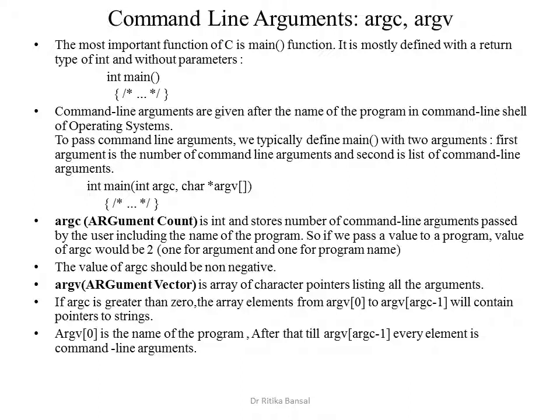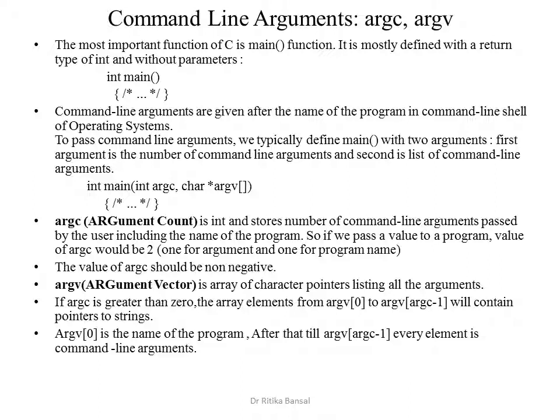But in the second bulleted point you can see we are passing some parameters to the main function: int argc, comma, char star argv. Always learn this syntax, because the names and types of the arguments are fixed. They are the standard argc and argv, where argc is of type int and argv is char star, an array. What does argc stand for? Arg is argument and c is count, meaning argument count. Argv is argument vector.